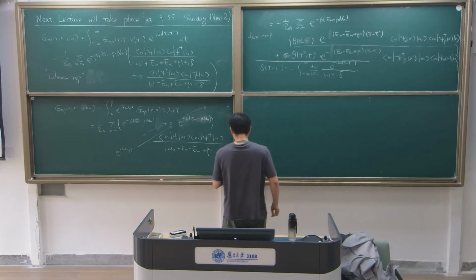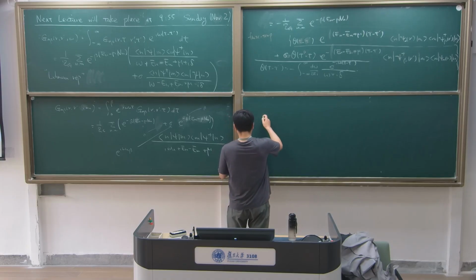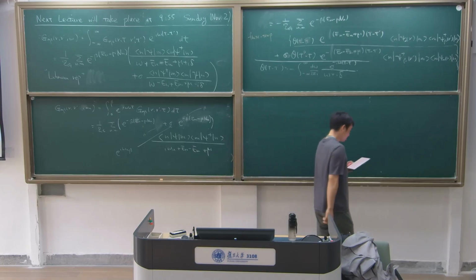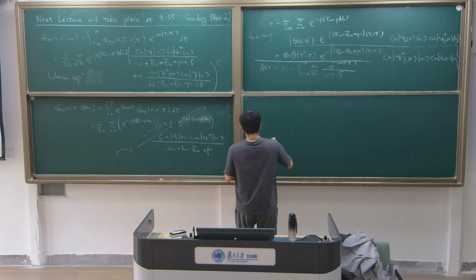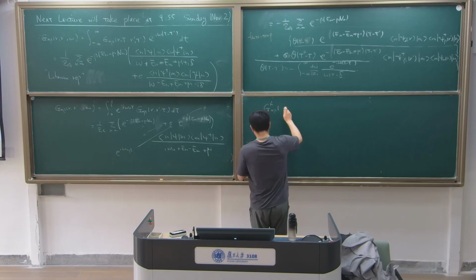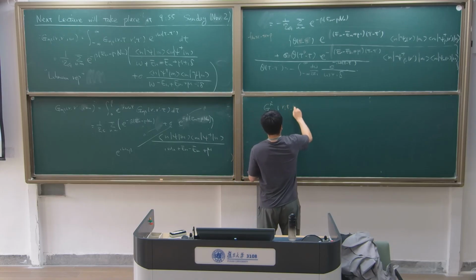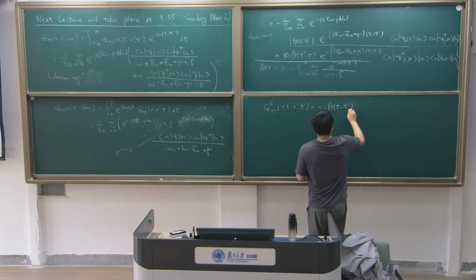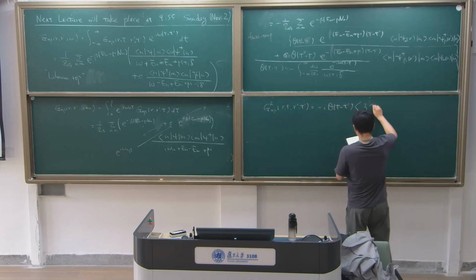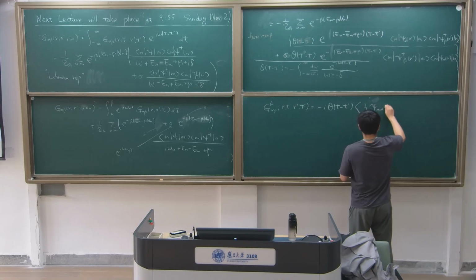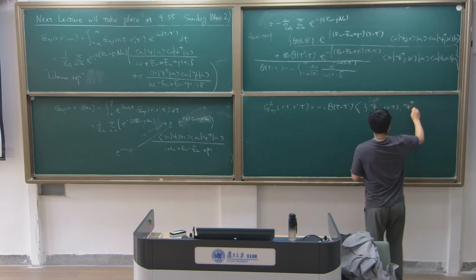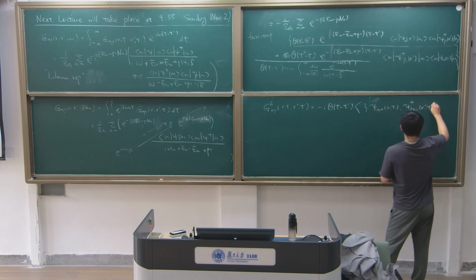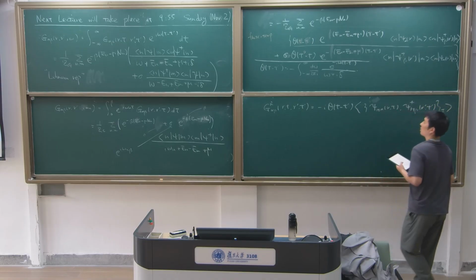So now let's introduce the so-called notion of retarded Green function and advanced Green function, and its properties. So the retarded Green function of omega is given by minus i theta of t minus t prime, like this one.